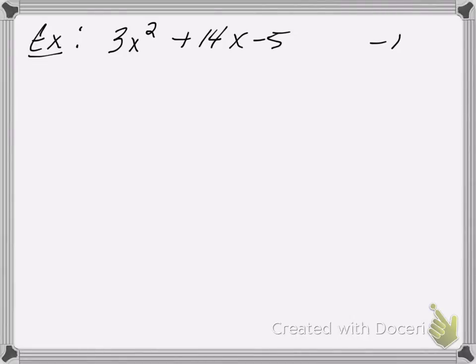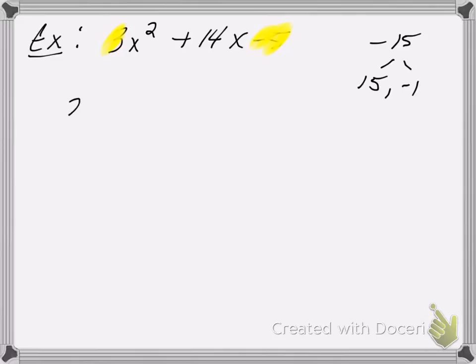AC here would be negative 15. That's the first time we've done this with a negative, but again, when you do the first times the last, you have to take the signs into account. So it would be 3 times negative 5, which will be negative 15. The numbers that work here would be 15 and negative 1. And again, think about that for a moment. 15 times negative 1 is negative 15, and 15 added to negative 1 is positive 14.